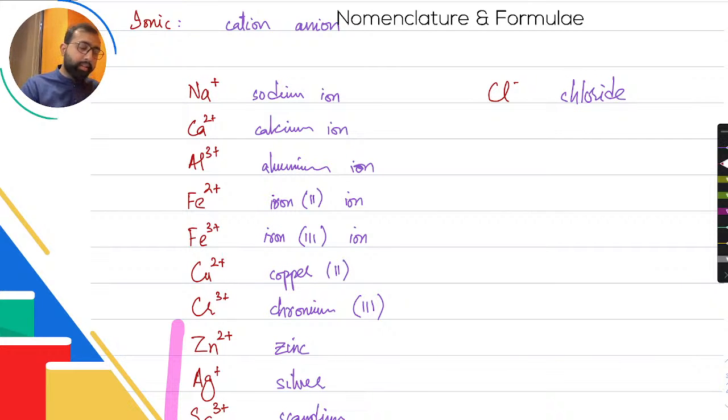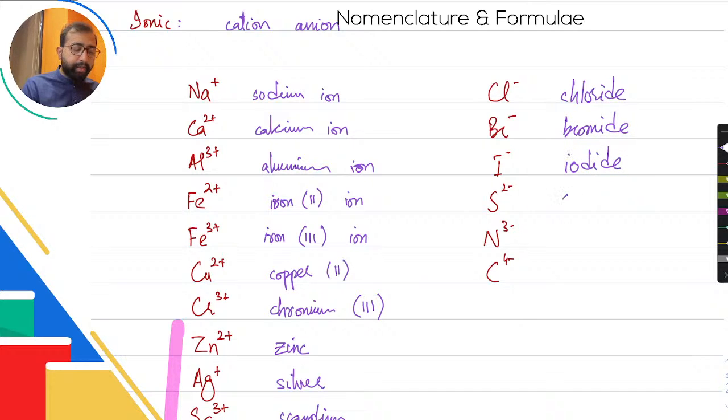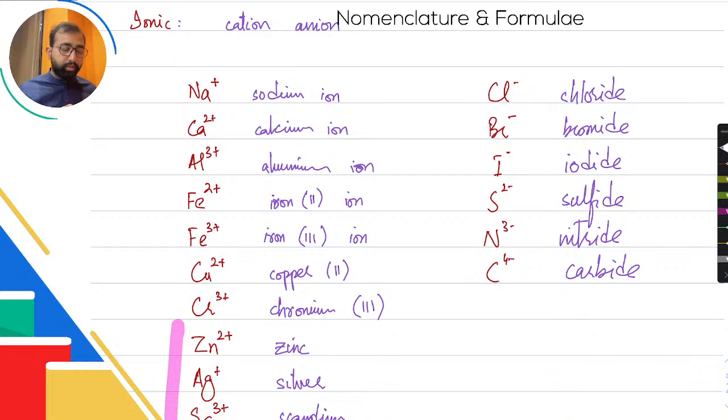Similarly, if you had bromine with a negative charge, or iodine with a negative charge, or sulfur with a -2 charge, or nitrogen with a -3 charge, or very rarely carbon with a -4 charge, then what do we call them? This one is bromide, iodide, sulfide, nitride, and carbide. Of course, these names come from knowing that these are negative ions.